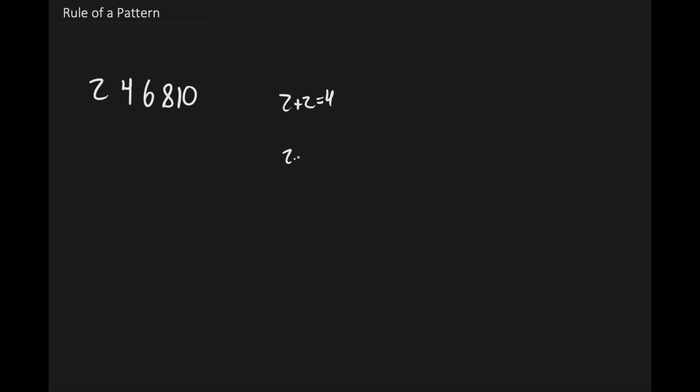It can't be 2 plus 5 equals 4. That's not how it works, right? So this has to be 2 plus 2 equals 4. So plus 2 to get to 4. 4 plus 2 equals 6. 6 plus 2 equals 8. You see where I'm going with this, right? So this is the rule.